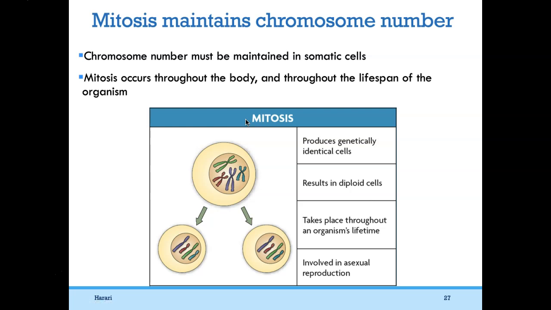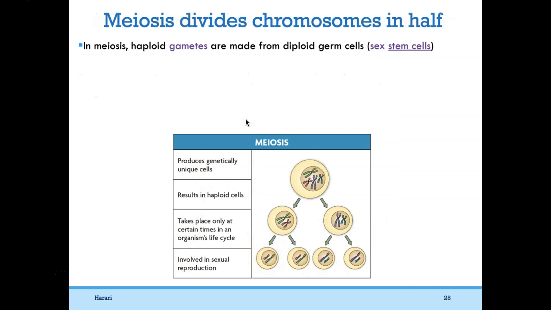So we do mitosis since we're a zygote. Meiosis is a totally different story. Meiosis divides chromosomes in half. You could say meiosis or meiosis, I'm going to go interchangeable. In meiosis, we get haploid gametes made from special germ cells. They're special sex stem cells, and what makes them special is that these stem cells can only produce gametes. So all gametes are formed from special diploid germ cells.